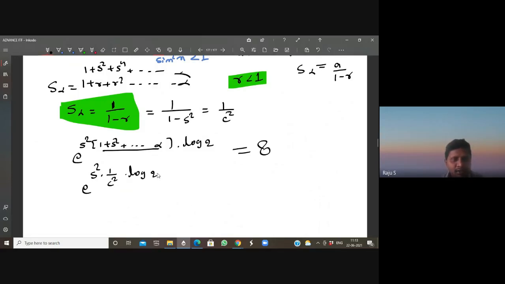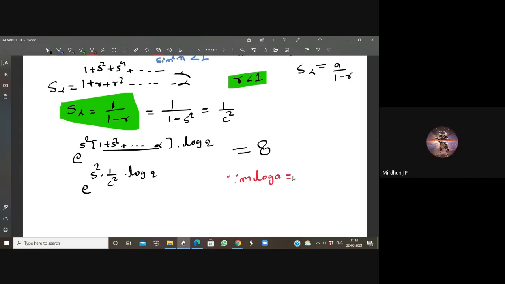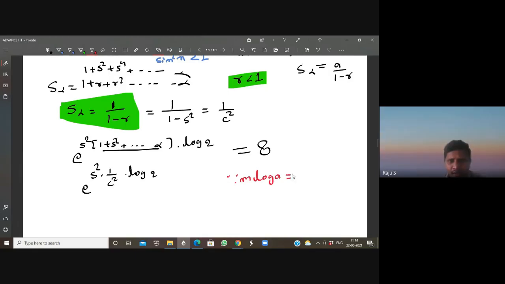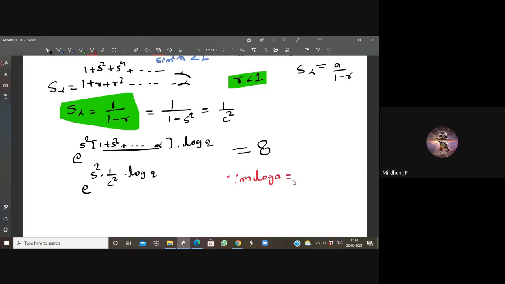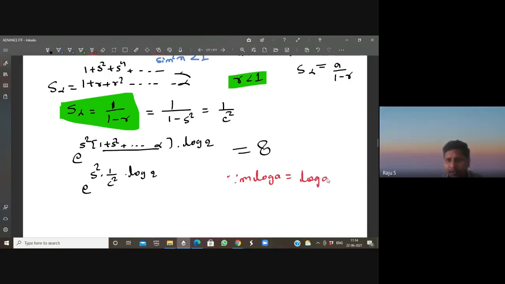Students, can anyone tell me what is the formula for m log a? Log a to the power m. Sir, we should write m above log. Right, log a to the power of m. So it is in this form.